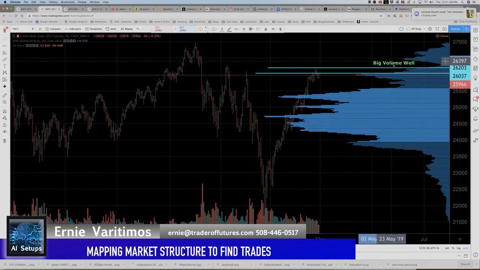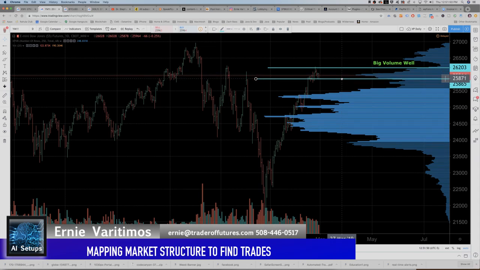Yes, we have a big volume well here. We have these two cyan lines that I marked off, showing a demarcation of the market, one below and one above. Those are really significant because we came down to the lower one and bounced off of it. We're now right in the middle, almost near that POC. At the present moment, price is 25,961, right there.